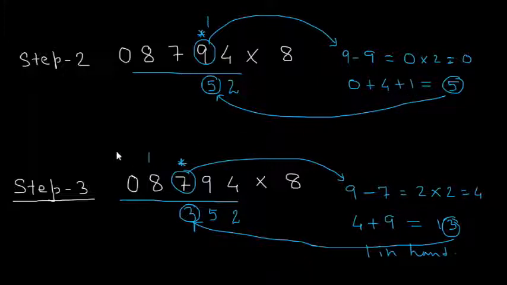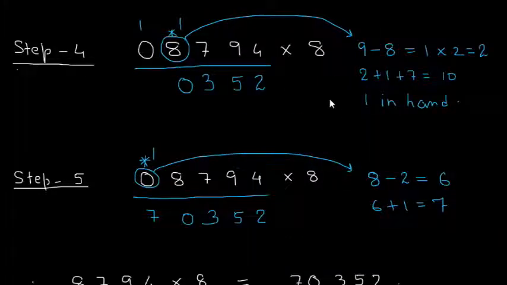Step 3, now we are in 7. So 9 minus 7, which is 2, multiplied by 2 is equal to 4. So why multiplied by 2? We are going to double the number. After subtracting from 9, whatever the answer comes, we double it. And whatever that answer comes, in our case it is 4, we'll add the right hand side neighbor, that is 9. So 4 plus 9 is 13. We put 1 in hand and 3 below 7.